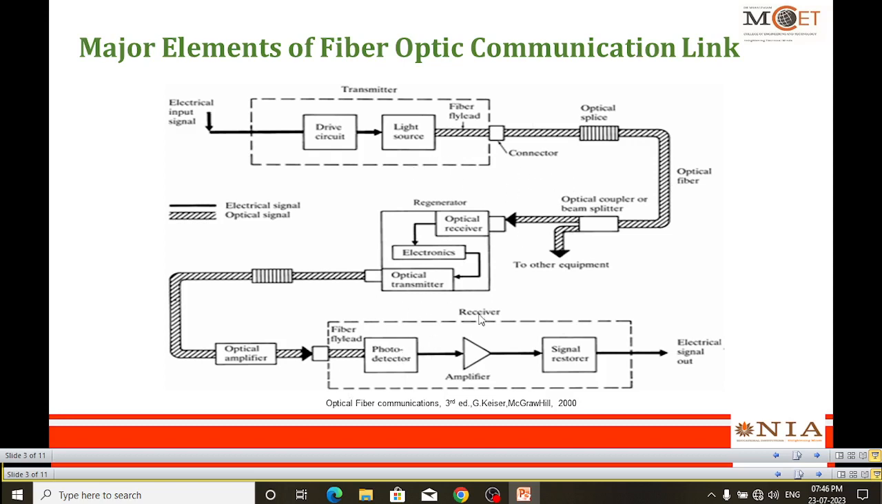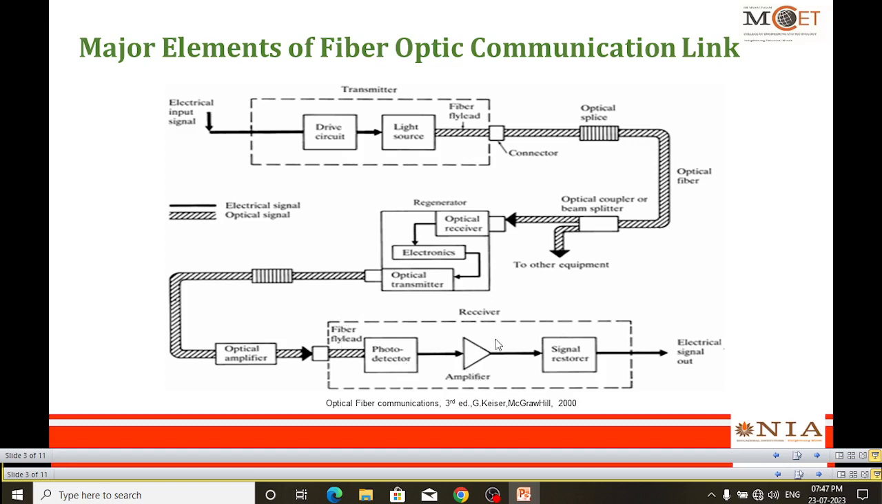In the receiver side, the heart of the components is the photodetector or photodiode. We use an avalanche photodiode or a photodiode. In the photodiode, the main function is that light signals are converted into electrical signals. So this is the major function: light signals converted into electrical signals.